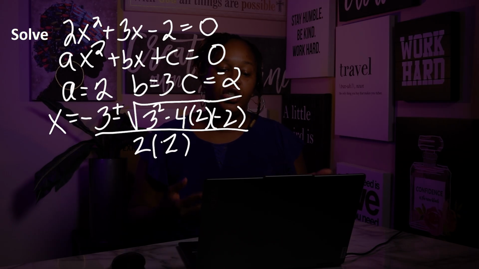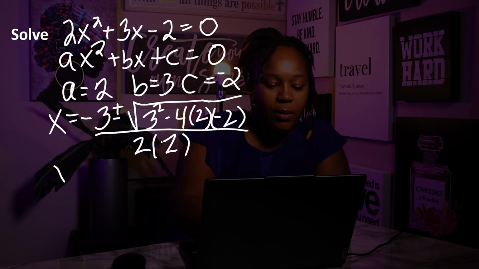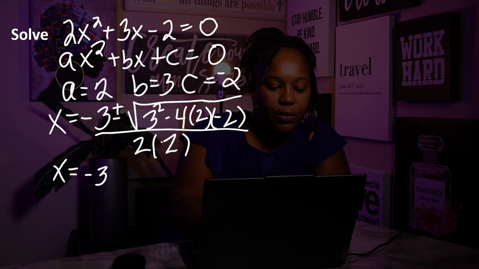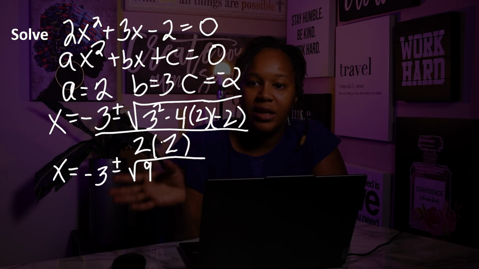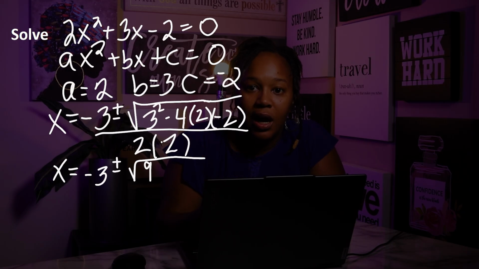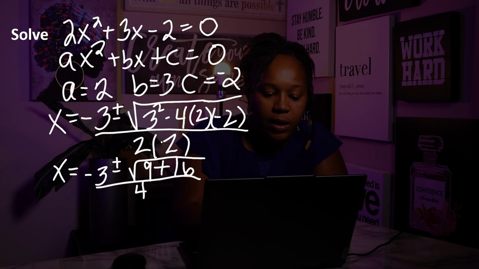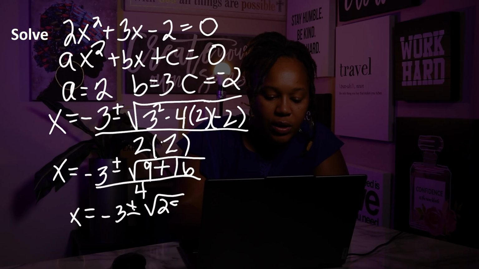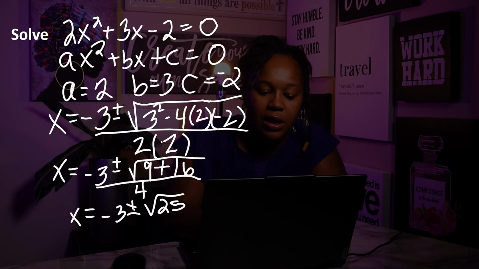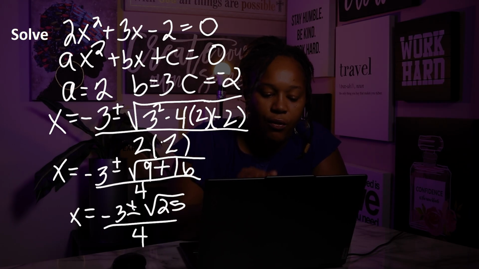Once you do that, the rest is just simplifying it, okay? So I end up with x equal to negative 3 plus or minus the square root of 9. And then for that second part, that's negative 4 times 2, which is negative 8, and negative 8 times negative 2, which is a positive 16. And then 2 times 2 is 4. And so we end up with x is equal to negative 3 plus or minus the square root of 25, because 9 plus 16 is 25, all over 4.